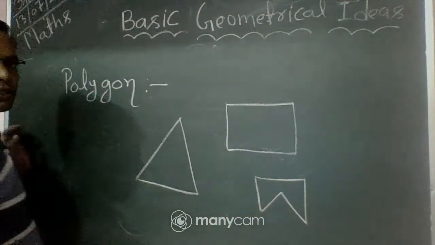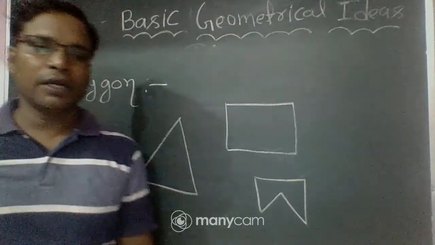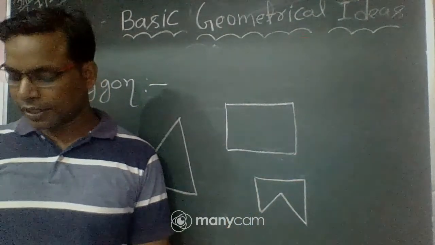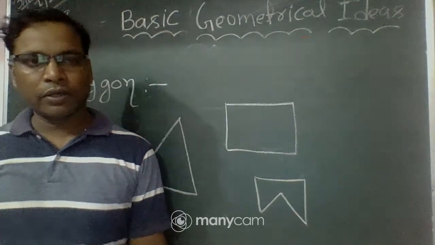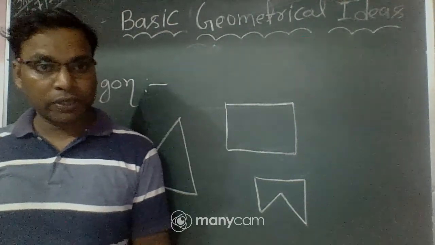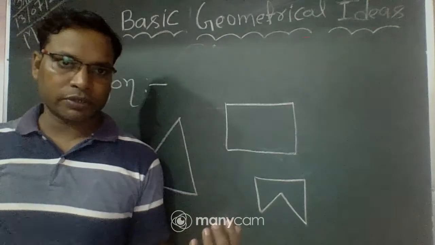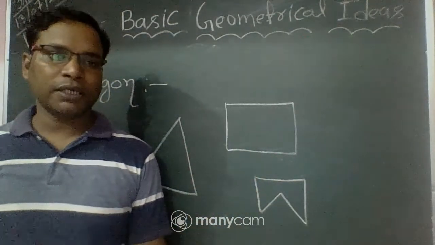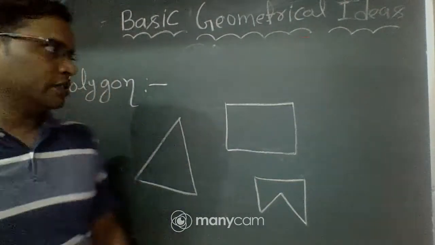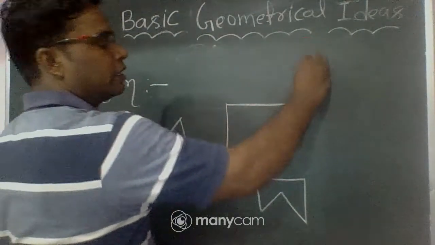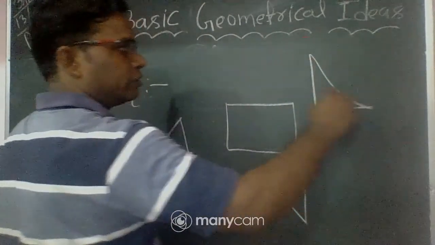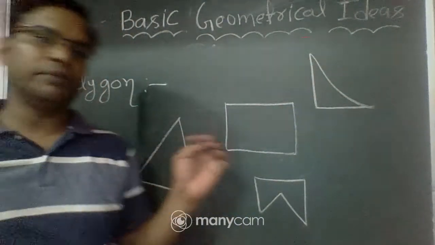This is a simple closed curve made by line segments, so it is called a polygon. Any closed curve that is simple and made by line segments is called a polygon. So student, you can tell me: this is a simple closed curve, is this a polygon? Tell me yes or no.